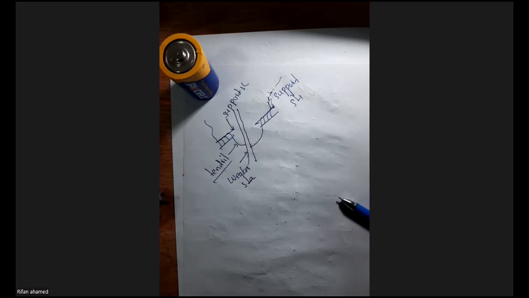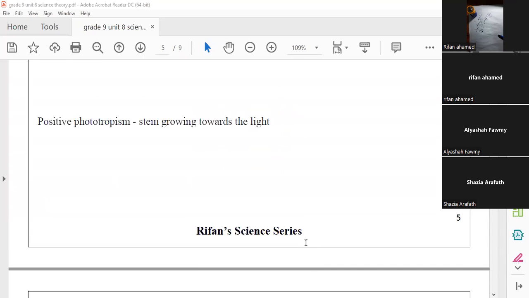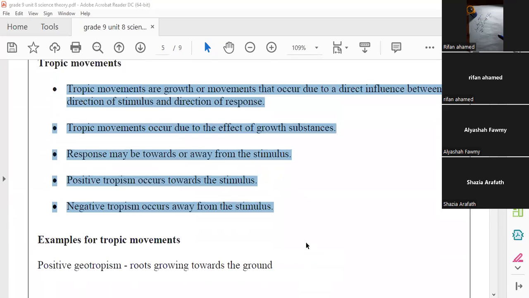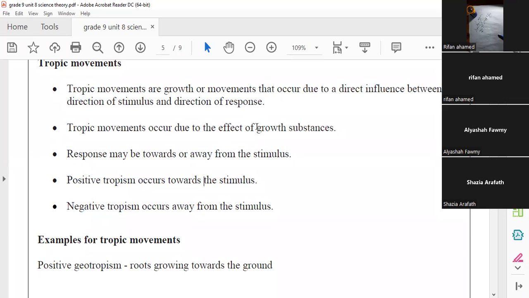Yes, sir. Right. So remember, in the tropic movements, there are positive, there are negative, moving towards, moving away, correct? All these things are there. That kind of movements are called tropic movements. They are growth. Once they have bent, they will not come back. Understood? Yes, sir.